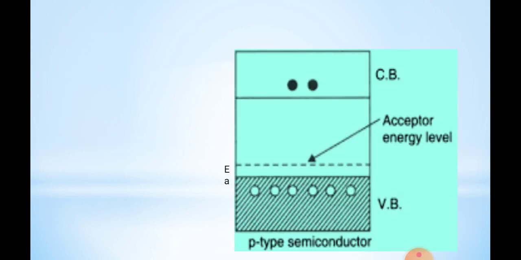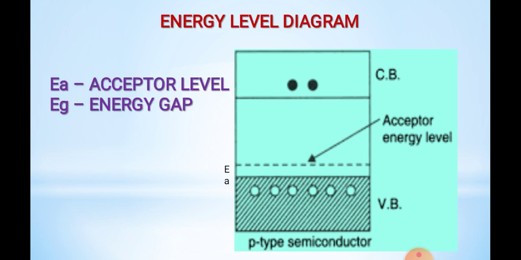So we have an acceptor energy level, EA, that is just near the valence band. This EA is called the acceptor level, and in between the valence band and the conduction band we have a gap. That gap is called the energy gap. From the valence band, this acceptor level accepts the electron. That's why it is called an acceptor.